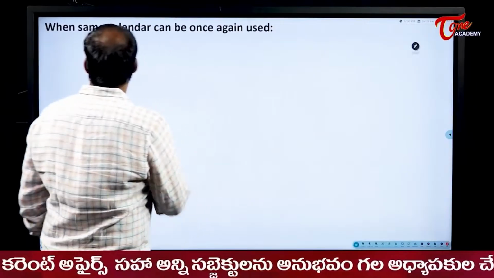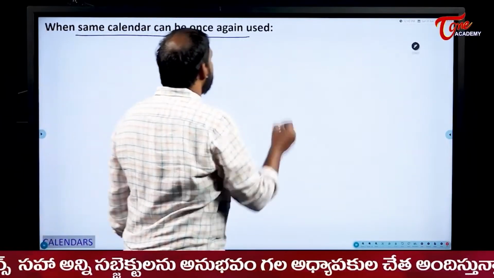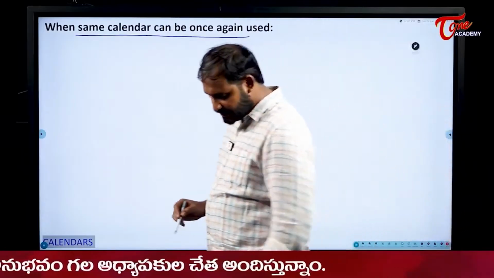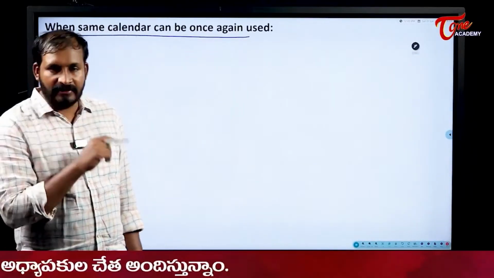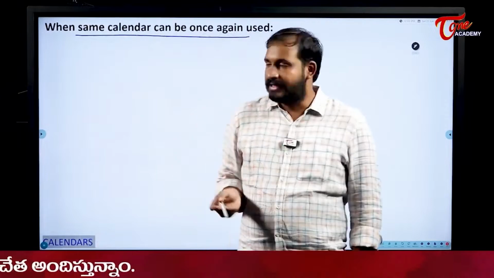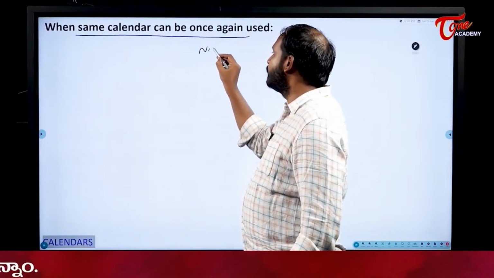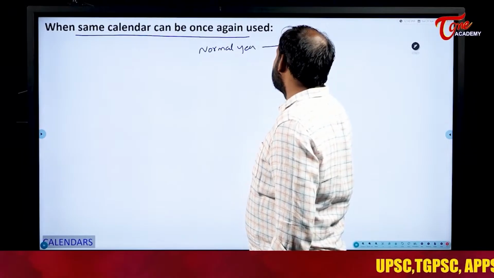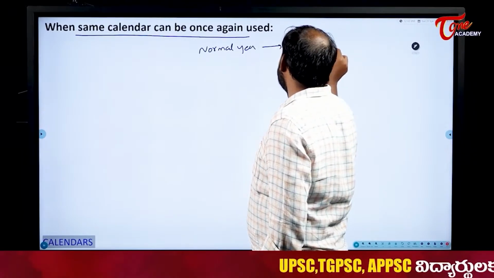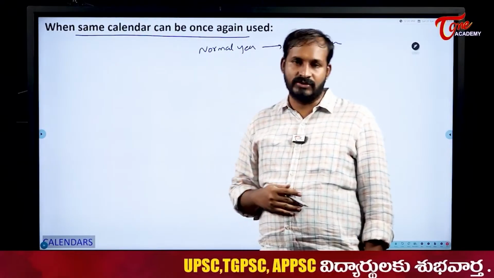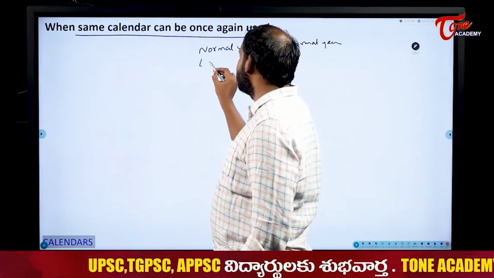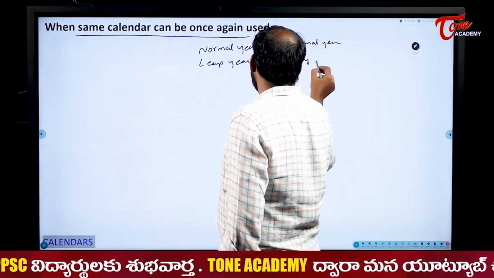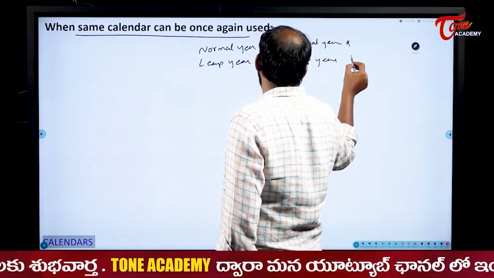Right, the next important question from this one is, when can the same calendar be used once again? See here, students, for which calendars can I use the same calendar once again? Definitely a normal year should be used for a normal year only. Can I use it for a leap year? No. A normal year should be used for a normal year, sir. Yes, good, superb. When it comes to a leap year, I can use the calendar of a leap year for a leap year only. This is the important thing you should always keep in your mind.